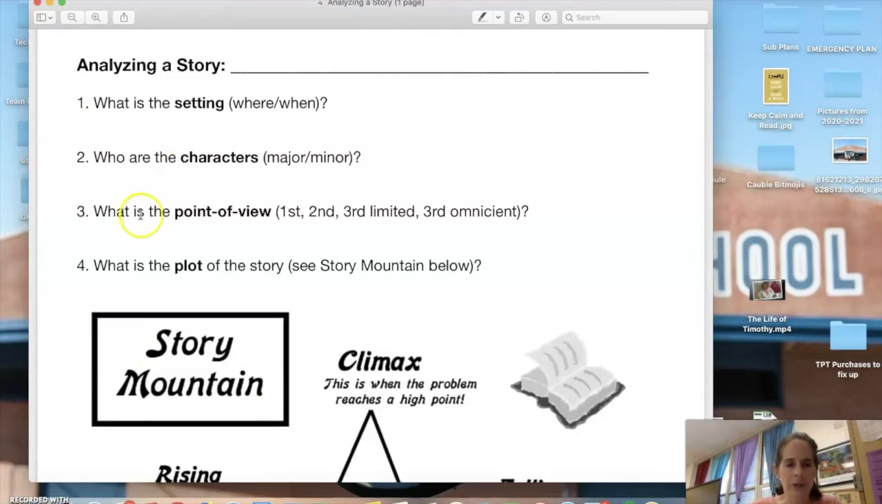The third part of a story analysis is the point of view. That helps us understand a little bit about how the author wants us to view the story. Is it first person, written from one character's point of view? Is it second person, where you are the main character in the story? Is it third person limited, where there's a narrator, but we're only getting a limited view of one character? Or is it third person omniscient, where there's a narrator who knows everything about everyone, all of their thoughts, all of their feelings, all of their actions?